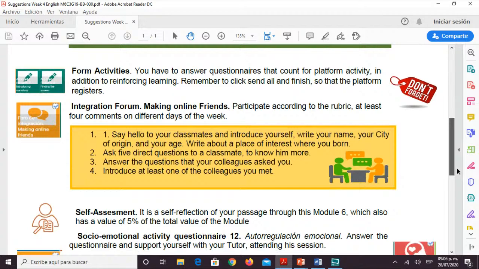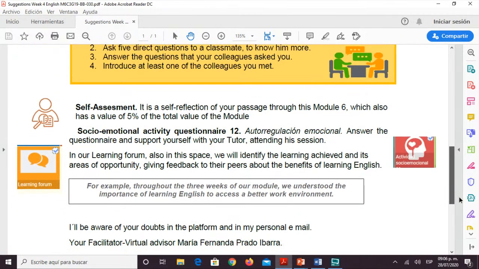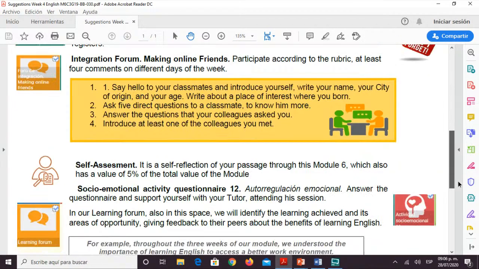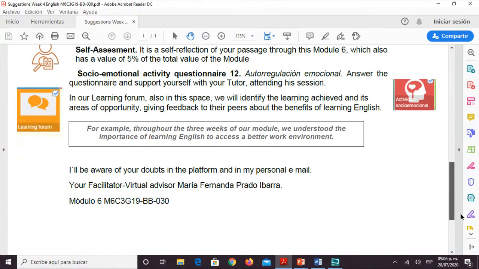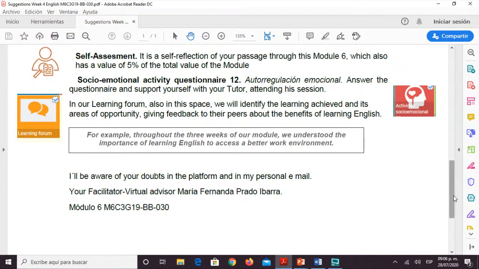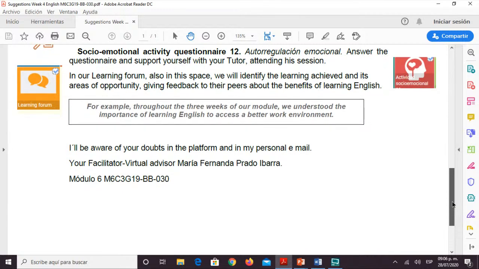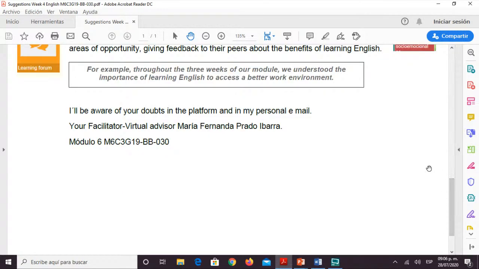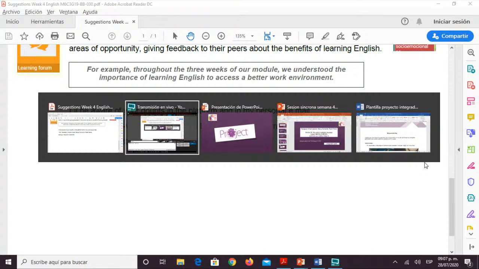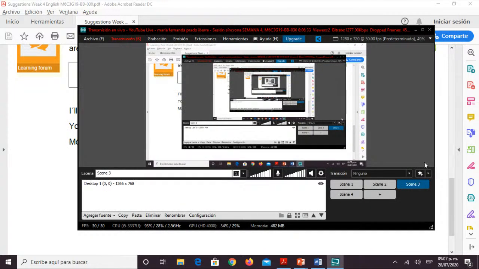We have the form activities, integration photo, making online friends, that we're going to check also in a minute. The self-assessment, our self-reflection, the passage of our Model 6, which also has a value of 5%, the social-emotional activity 12 with our tutor. And okay, so the infographic is in the news forum, in English and in Spanish. You can review it and read it very fast. So let's go to.